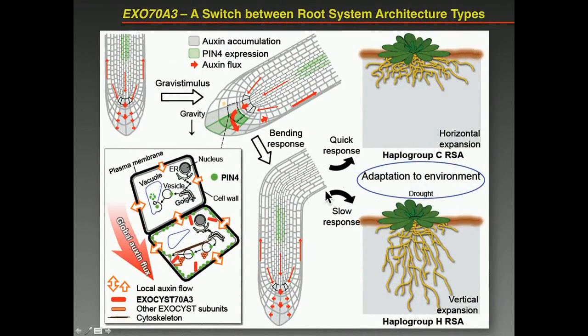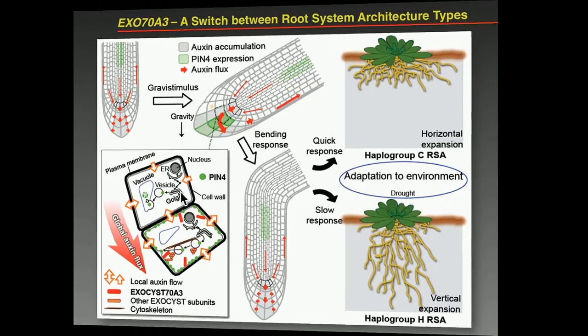Okay, I didn't talk about another thing. Because we work in a model species Arabidopsis, we basically can do a lot of molecular genetics, so we also identified the molecular mechanism, or at least part of the molecular mechanism of the action of this exocyst subunit, and it seems to affect a specific auxin transport protein. But if you want to know more, just talk to me afterwards.